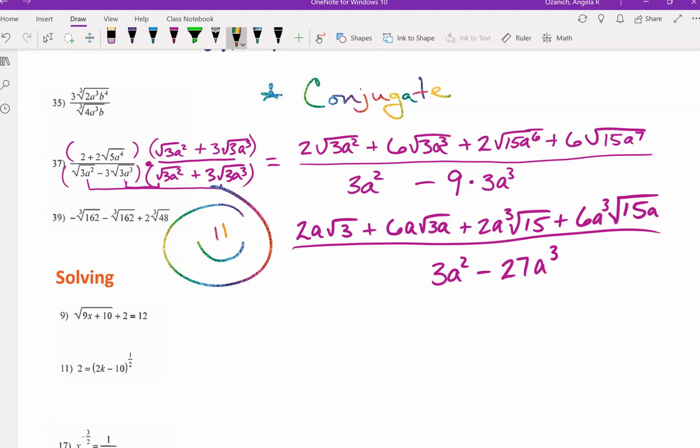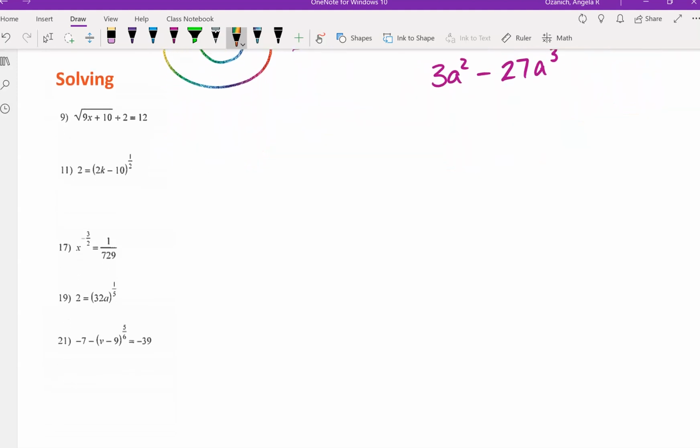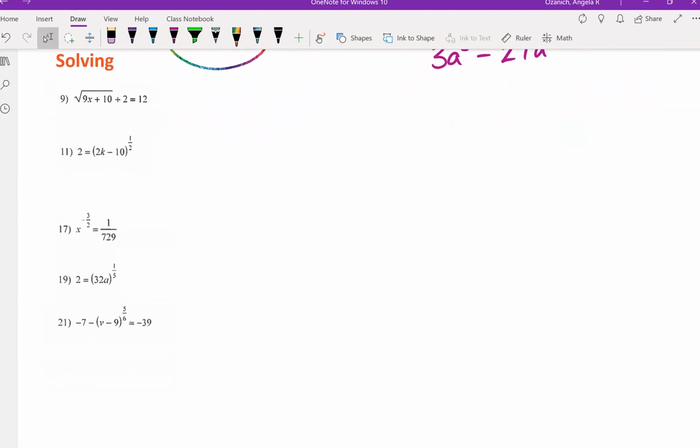All right, whew. Let's see how much time we have. I think we can move on to a little solving. And not sure which one. Should we just try? I mean, all of these are good to try.